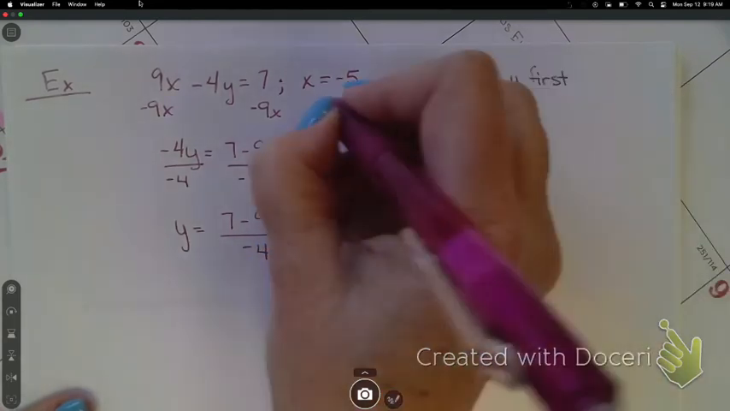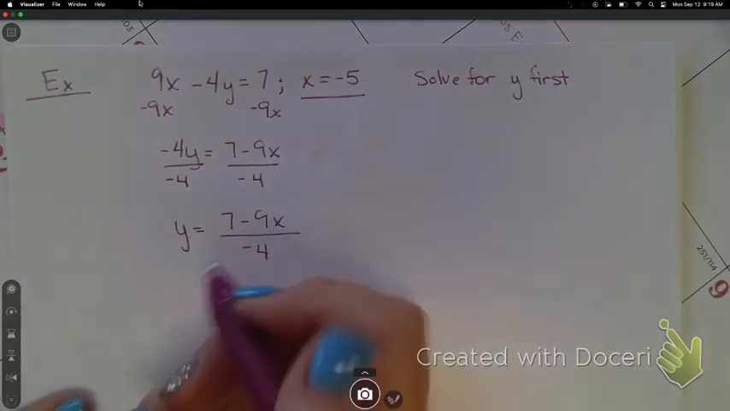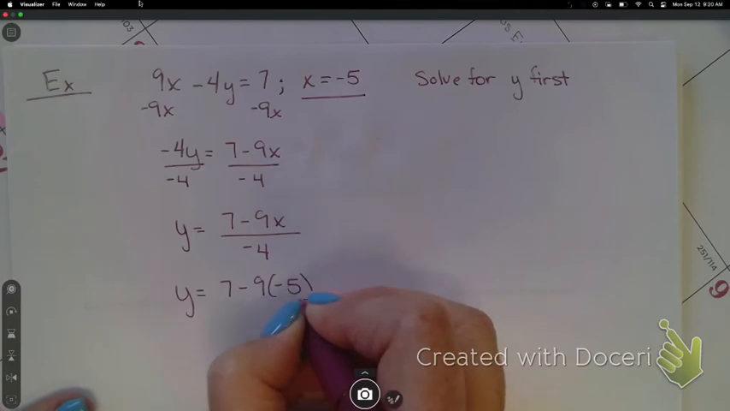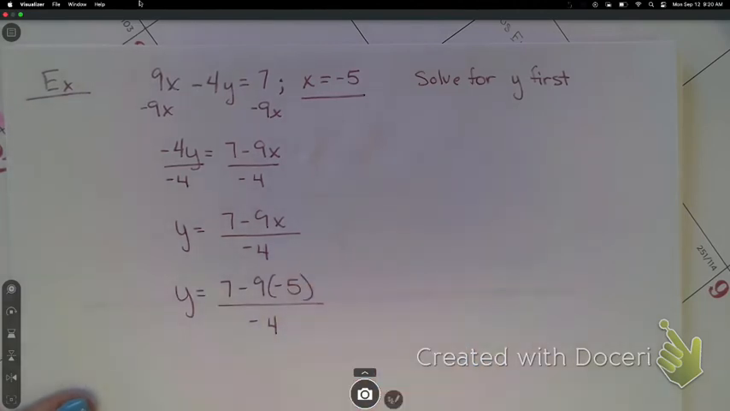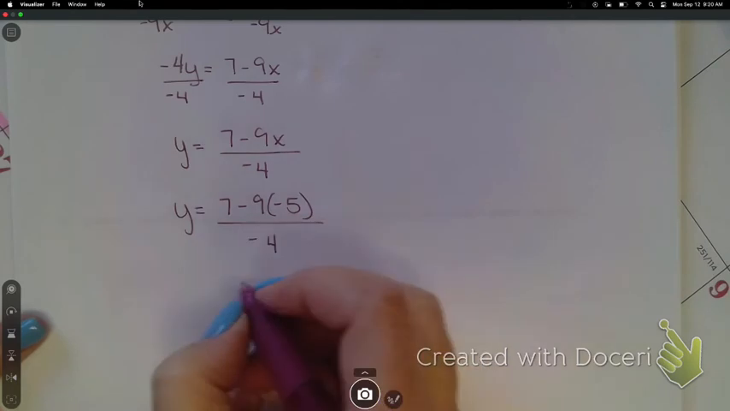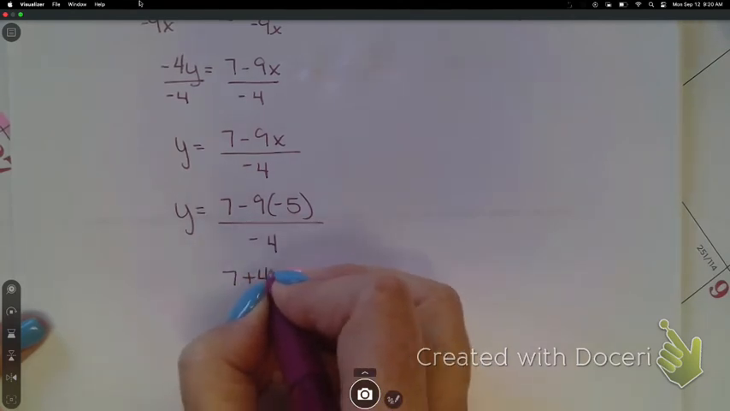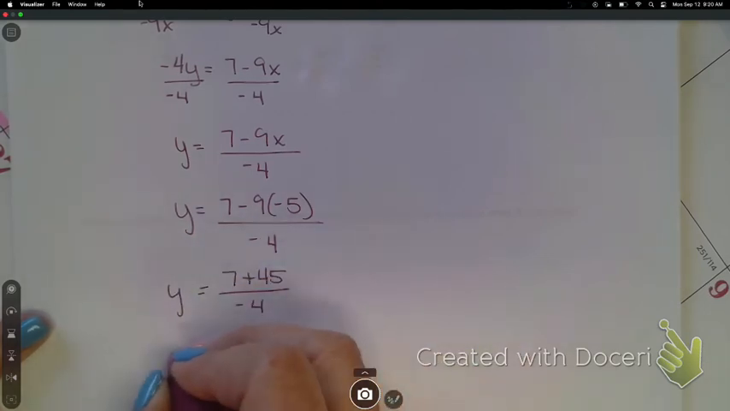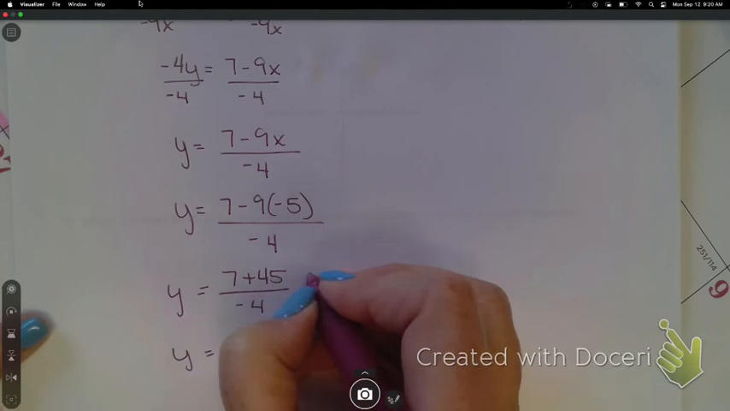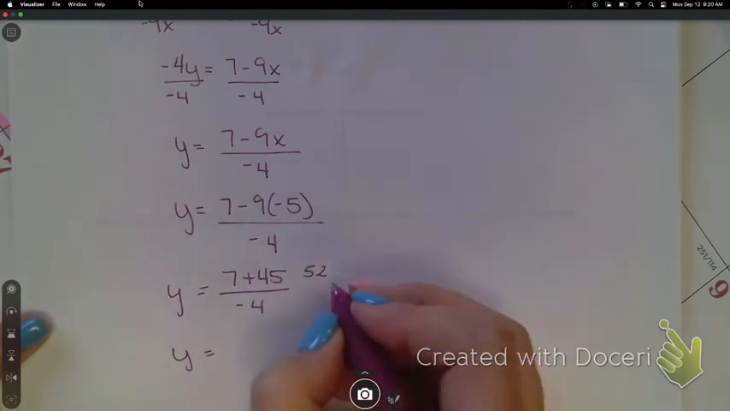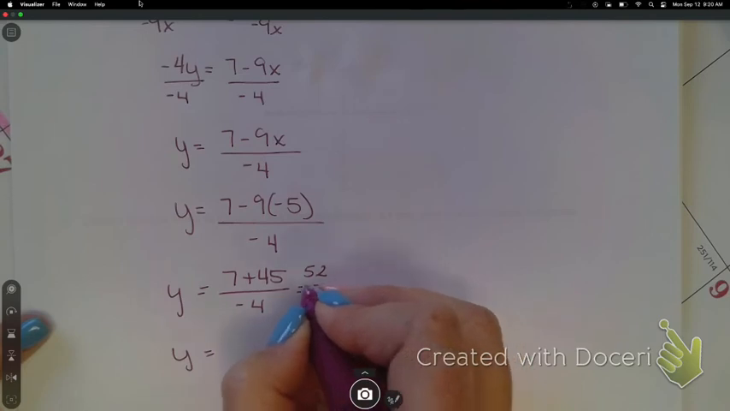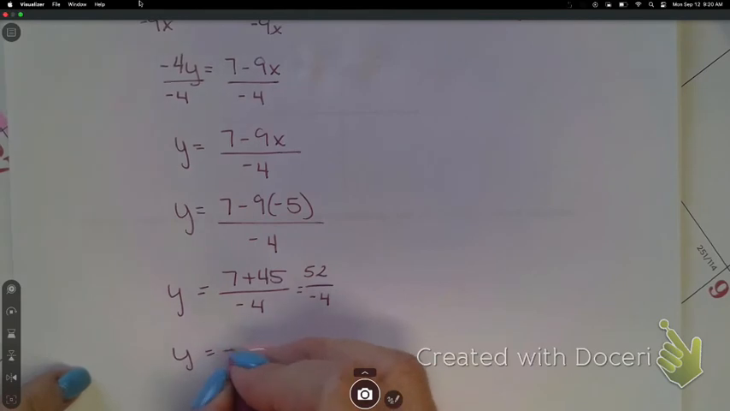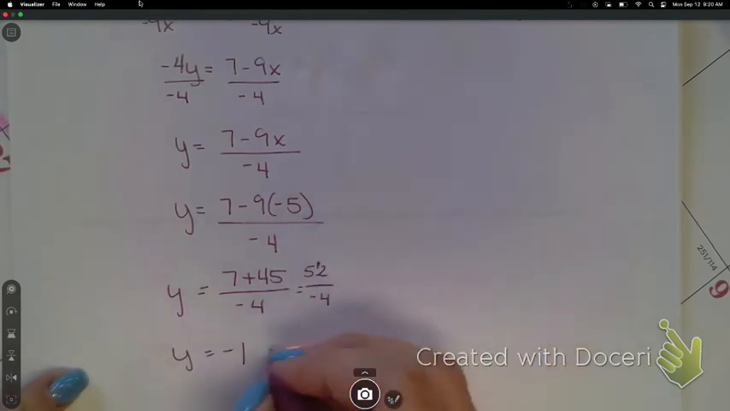Now I can plug in my x. So y equals 7 minus 9 times negative 5, over negative 4. 7 plus 45, divided by negative 4. So my answer is going to be negative, right? So this would be 52 divided by negative 4. How many times does 4 go into 5? Once, with 1 left over. So it's negative 13.